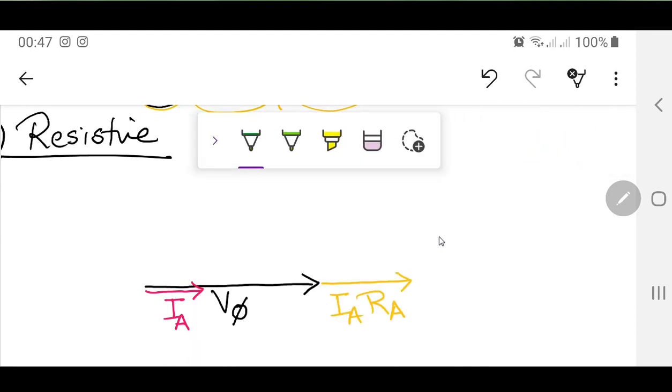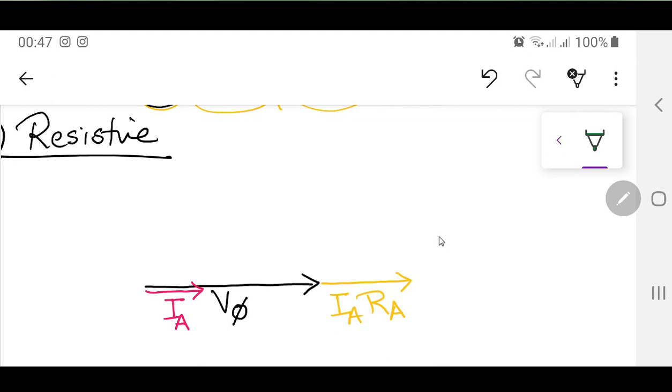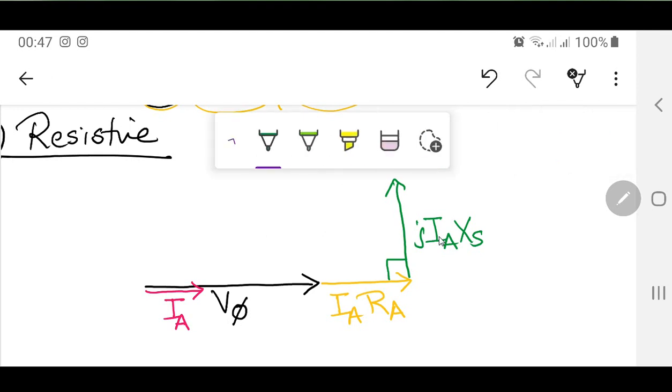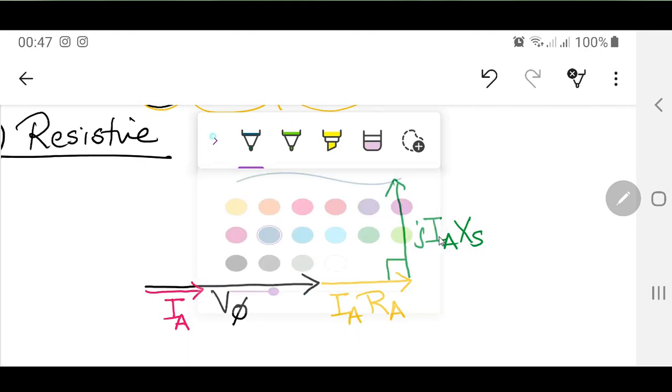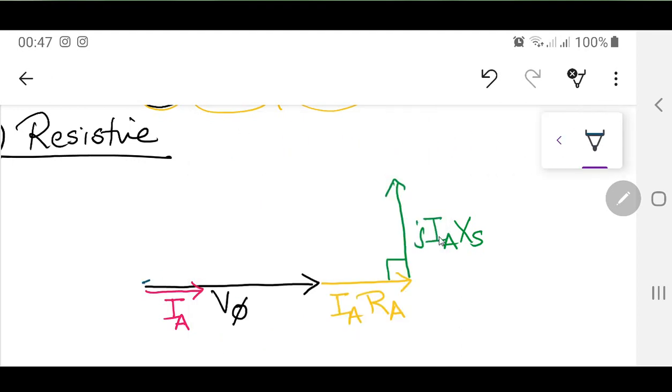Let me use another color. This is very important. Please use different colors whenever you are doing this for your exam, because that makes the diagram more legible, since a lot of phasors are going to come. So the next vector is the 90 degree angle vector, which is JIAXS. What I have done is V phase, IARA plus JIAXS. Now I have added these three vectors, and the last and very important one, the EA vector, will be from this point up till this point, and I can call this the EA vector, and this angle is delta.